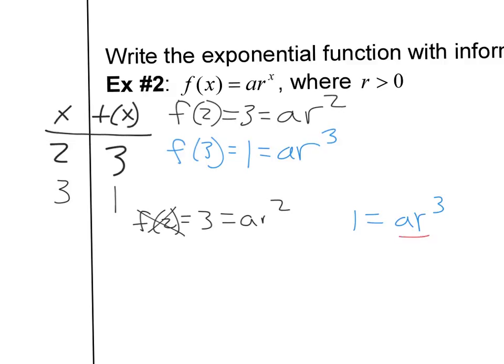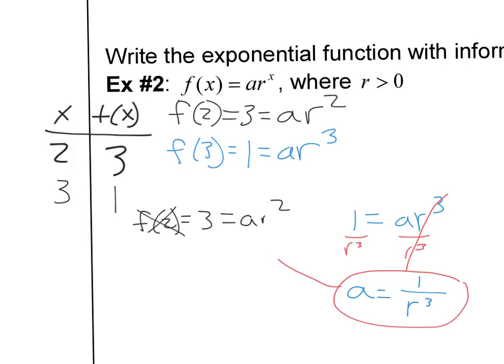I'm going to divide both sides by r cubed. That cancels out over here, and I have a is equal to 1 over r cubed. Well, I can then take this a value and plug it in for a there. And so I'd have a new equation. It would be 3 equals, instead of a, I could write 1 over r cubed times r squared.